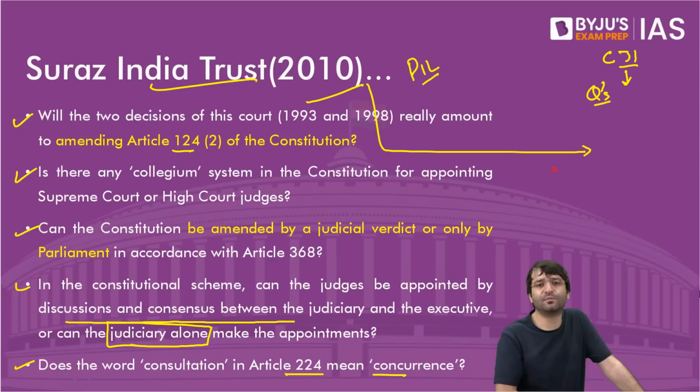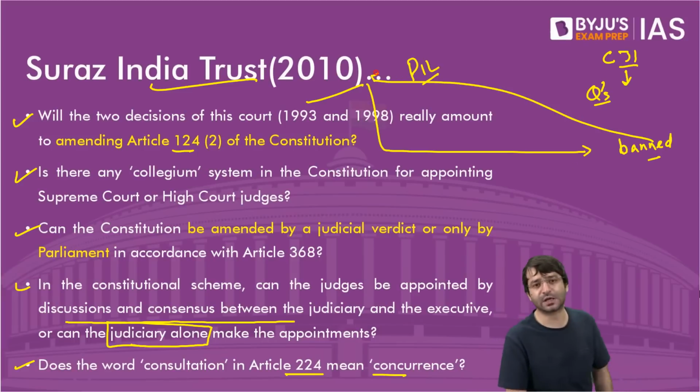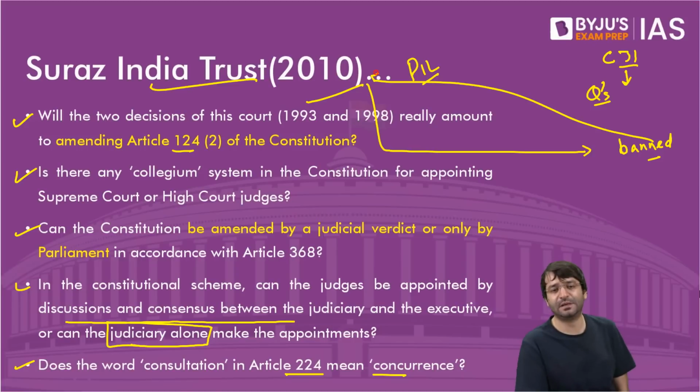A couple of years ago, the Supreme Court banned Suraj India Trust from filing further public interest litigations. Maybe not connected to this case, or maybe connected to this case, I don't know. But Suraj India Trust cannot file a public interest litigation now.